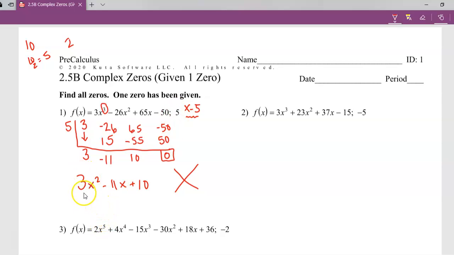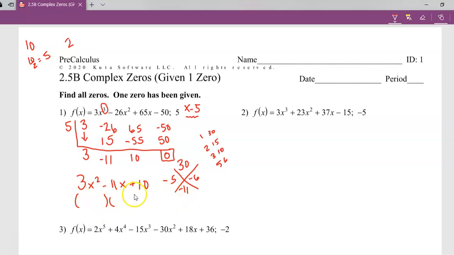So remember, a, which is 3, times c, which is 10, would give me 30. And then my middle term is b, so negative 11. So I'm looking for 2 numbers that multiply to 30 and add to negative 11. So let's see, 1 and 30 won't work, 2 and 15 won't work, 3 and 10, 4 doesn't go in evenly, 5 and 6, there we go. So negative 5 and negative 6. Negative 5 times negative 6 is 30, negative 5 plus negative 6 is negative 11.